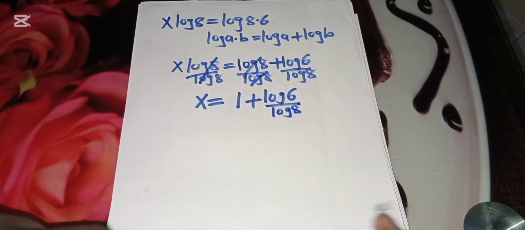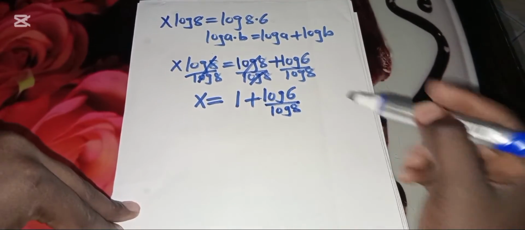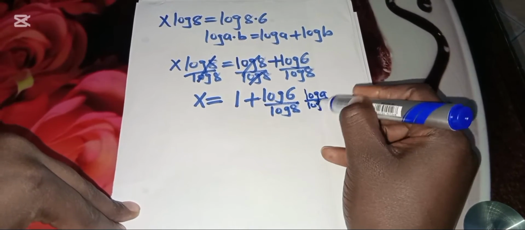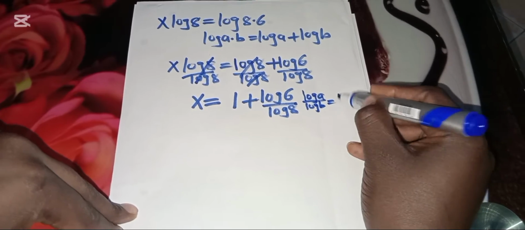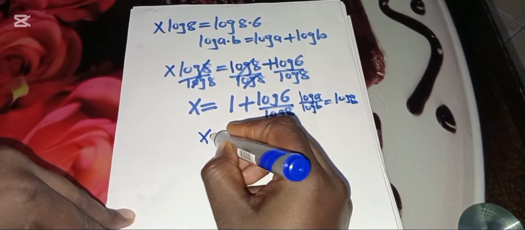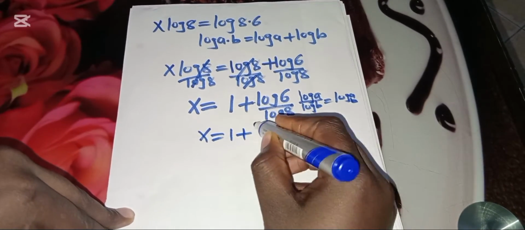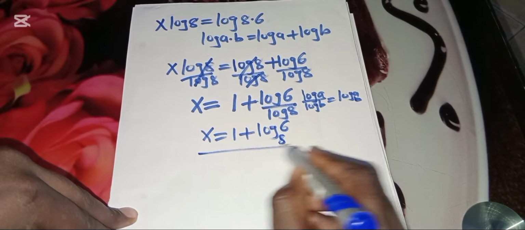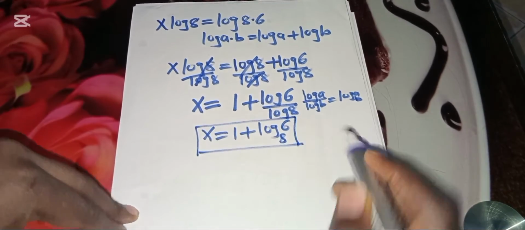Now, log 6 divided by log 8 is in the form of log a divided by log b, which you can express as log a to base b. So that means that x is equal to 1 plus log 6 to base 8. So this is the value of x.